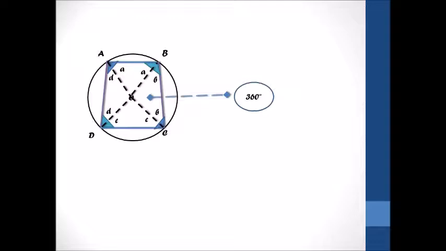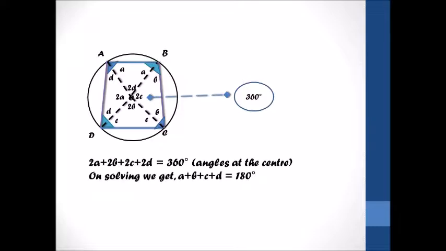Using the exterior angle property of a triangle, the angles formed at the center are the exterior angles of triangles OAB, OBC, OCD and ODA. Hence, they are 2A, 2B, 2C and 2D respectively. We can see the sum of central angles is 360 degrees. Therefore, 2A plus 2B plus 2C plus 2D will be equal to 360, which gives us A plus B plus C plus D is equal to 180.